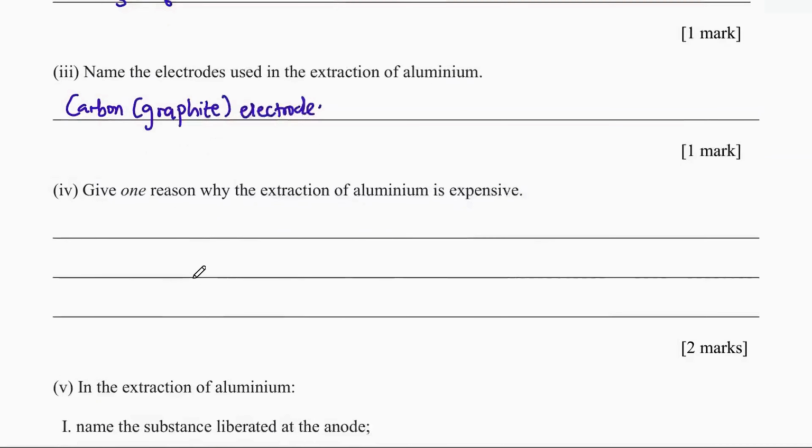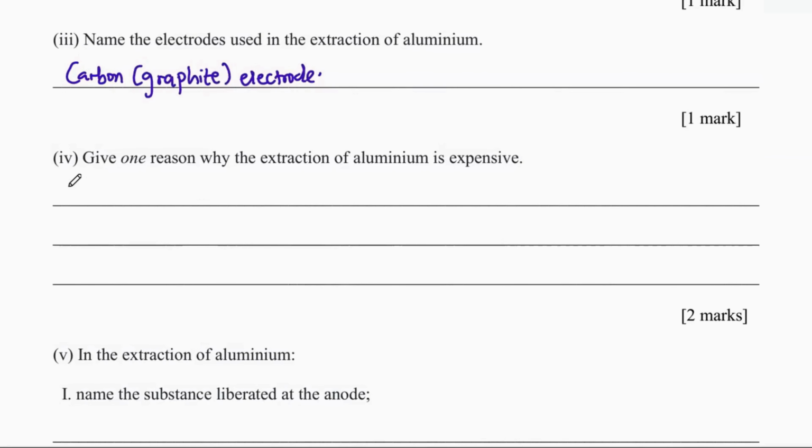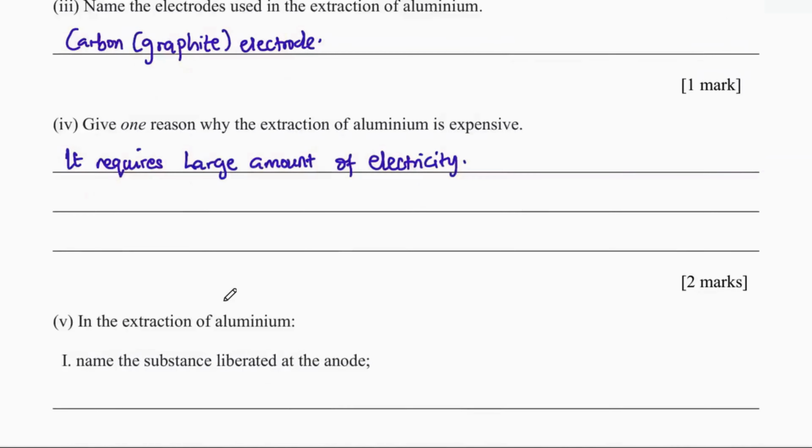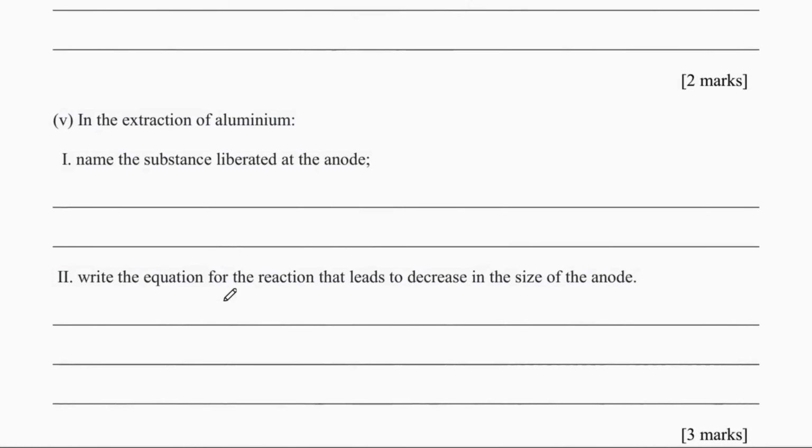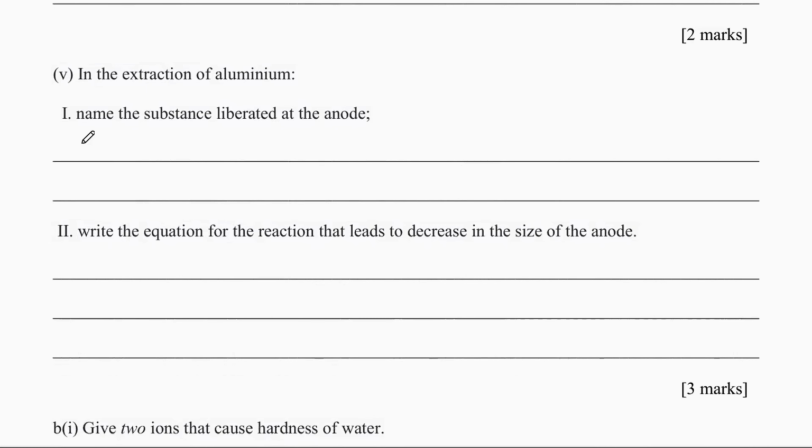Now give one reason why the extraction of aluminium is expensive. It is expensive because it requires a large amount of electricity. Okay, then in the extraction of aluminium, name the substance liberated at the anode. The substance liberated at the anode is oxygen.